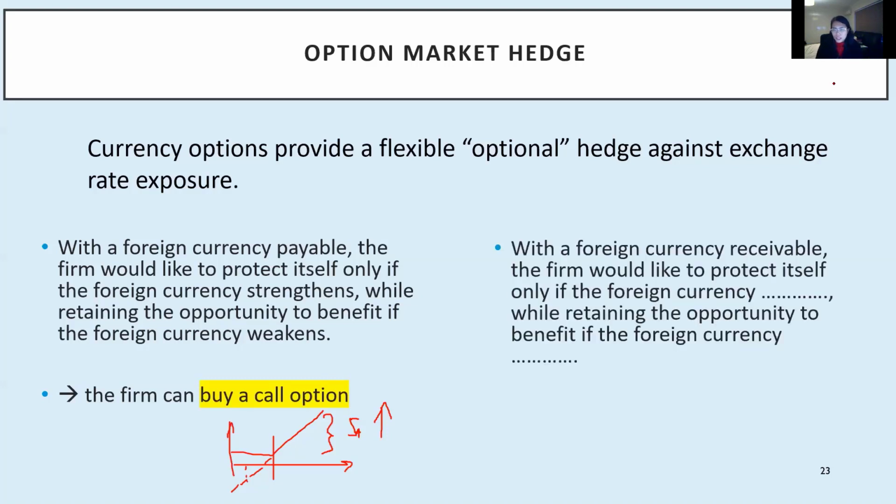Now, in the opposite case, if I have a foreign currency receivable, so I expect to receive the foreign currency, so I expect to receive the pounds, for example, in 3 months' time, what do I want to be protected against, okay? So in this case, do I want to be protected against a currency appreciation or a currency depreciation? Okay, tell me. So with an account receivable, do I want to be protected against foreign currency appreciation or depreciation?